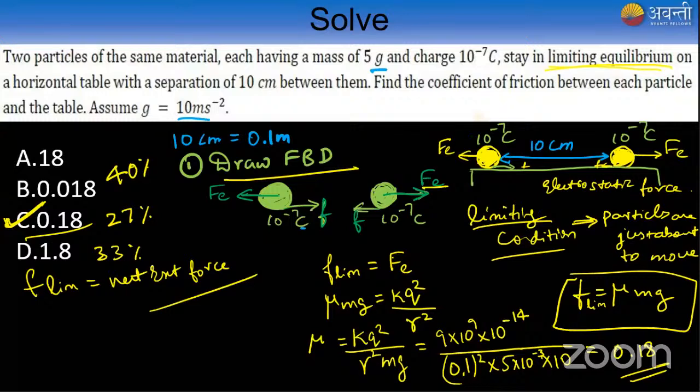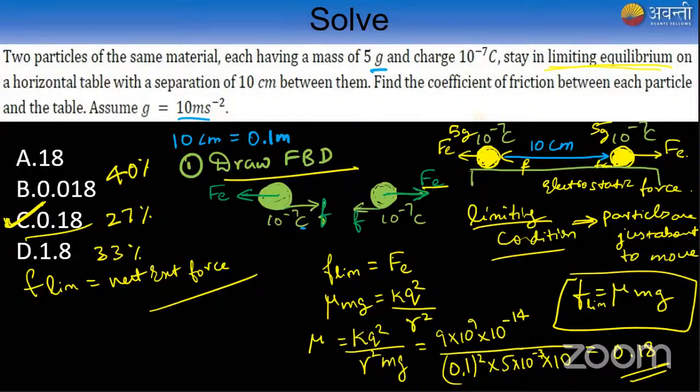So I'm going to explain very quickly, guys. Please listen carefully. So what's happening? I have two materials, each of mass 5 grams, separated by a distance of 10 centimeters, and these two materials have a charge of 10 power minus 7 coulombs each. When there is some charge present between two objects, there is an electrostatic repulsive force. This repulsive force makes these two objects move in opposite directions.